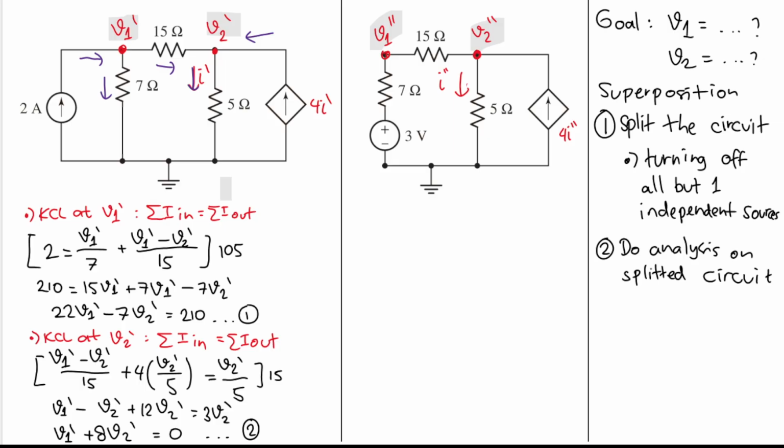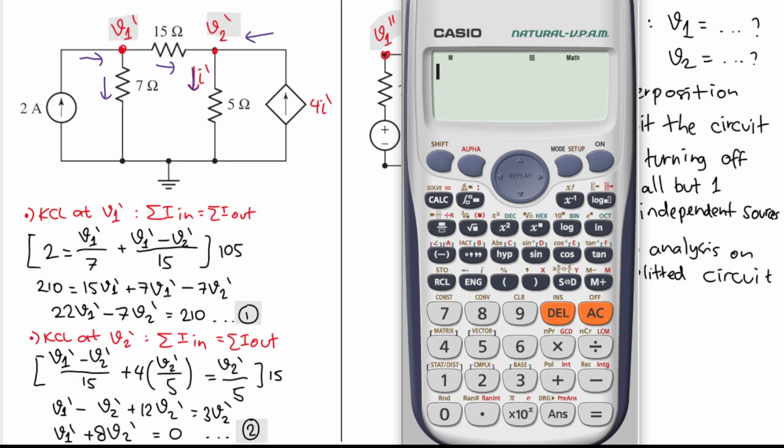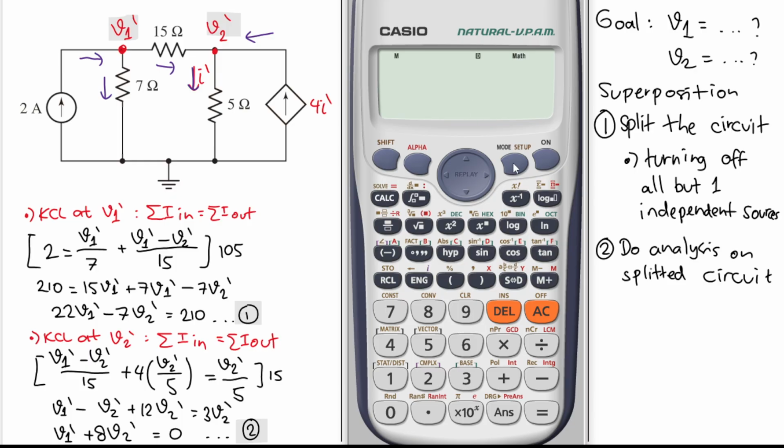Now we have 2 equations with 2 variables. We should be able to solve it, right? Let's use calculator to solve that. Okay, this is my calculator. So we will have equation solver, which is number 5, and 2 variables is number 1. So let's plug that in. I will have 22, then minus 7, then 210. Good, and now we will have 1, 8, and then 0.